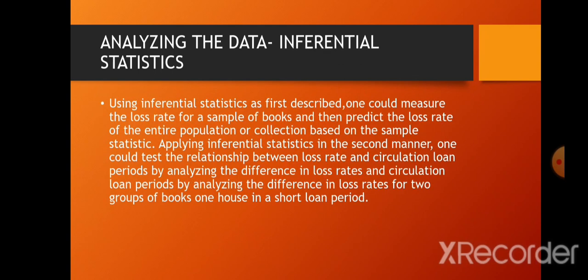Analyzing the data: inferential statistics. Using inferential statistics, as first described, one could measure the loss rate for a sample of books and then predict the loss rate of the entire population or collection based on the sample statistic. Applying inferential statistics in the second manner, one could test the relationship between loss rate and circulation loan periods by analyzing the difference in loss rates for two groups of books, one housed in a short loan period.